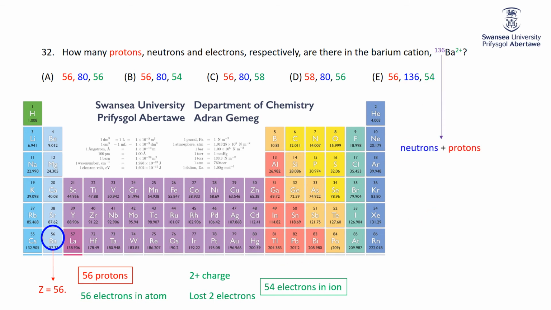Now let's get the neutrons. Neutrons plus protons is of course that mass, 136. So the neutrons is 136 minus the number of protons, which is 80. So we've got 56 protons, 80 neutrons, and 54 electrons. Answer B.